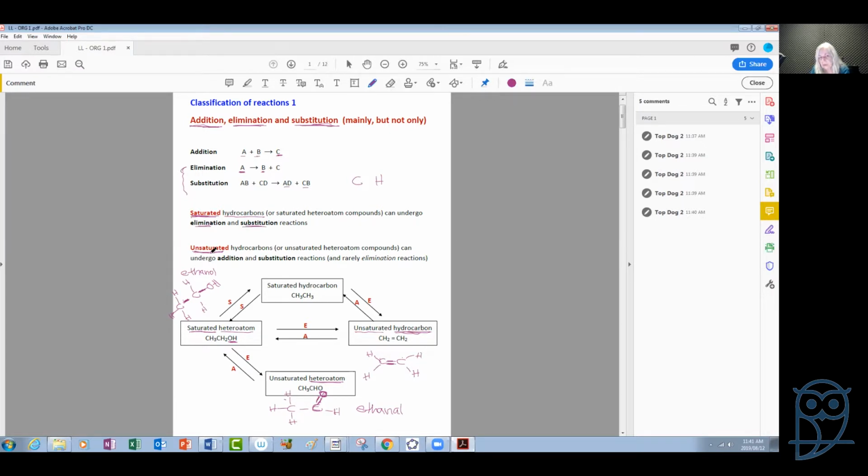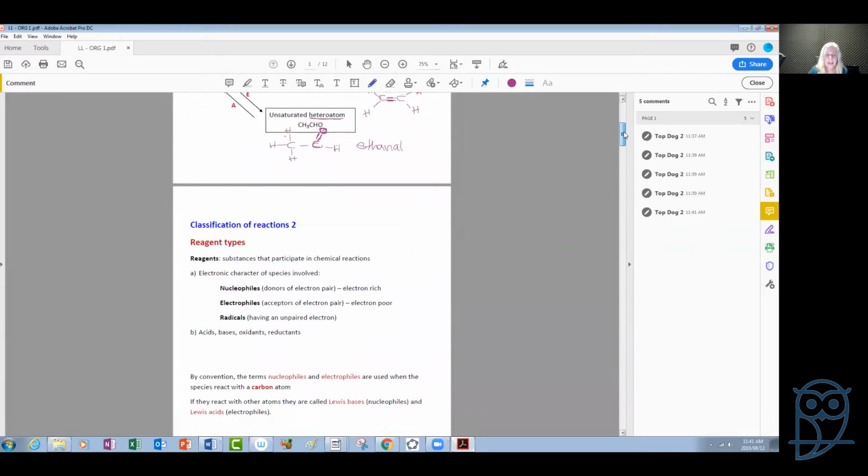Now, on the other hand, the unsaturated hydrocarbons or unsaturated heteroatom compounds can undergo addition, and they can also undergo substitution reactions very often, and sometimes, but very rarely, some elimination reactions, but primarily addition and substitution. So it matters whether you're saturated or unsaturated. This will help us begin with the types of reactions that saturated and unsaturated species can undergo, okay? Because then we can talk about this type of reactions in general rather than referring to a species in particular.